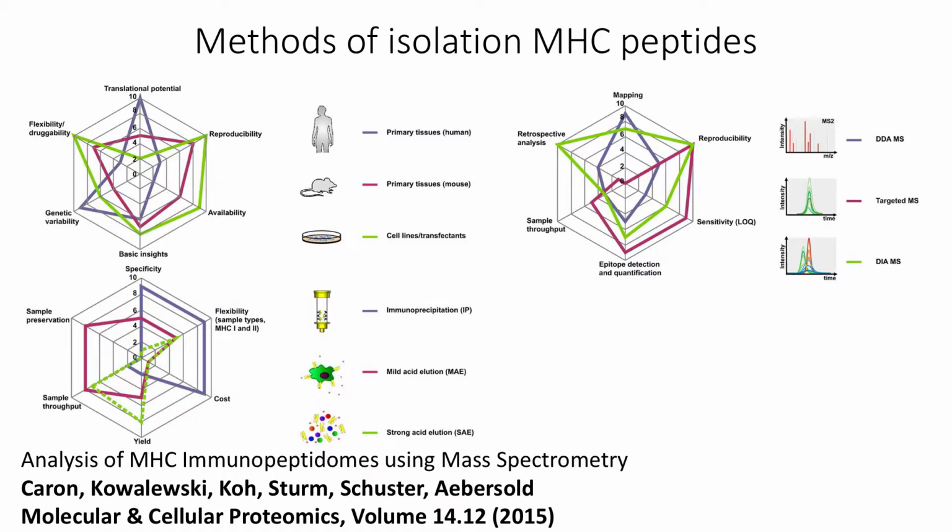You can use the mouse model, which of course makes it easier. So you get more reproducibility and availability. It's a lot easier, but of course the translational potential from mouse to human is not as big. Or you can use a cell line, which of course you can easily grow. You get a lot of material, a lot of peptides to detect by mass spec, but the translational potential is a little bit harder.